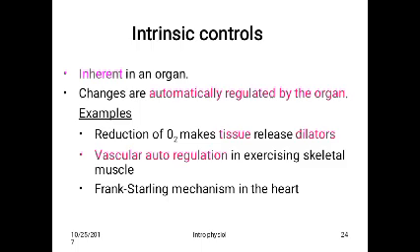Intrinsic controls are inherent in an organ. Changes are automatically regulated by the organ. Example: reduction of oxygen makes tissue release dilators. Vascular autoregulation in exercising skeletal muscle. Frank-Starling mechanism in the heart.